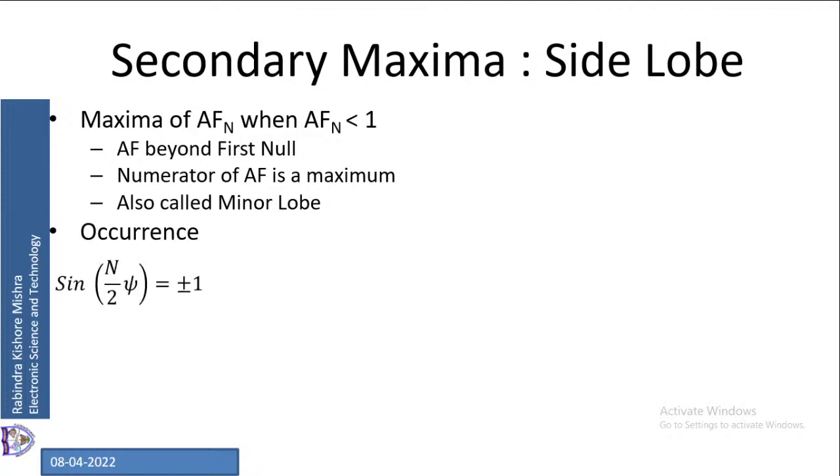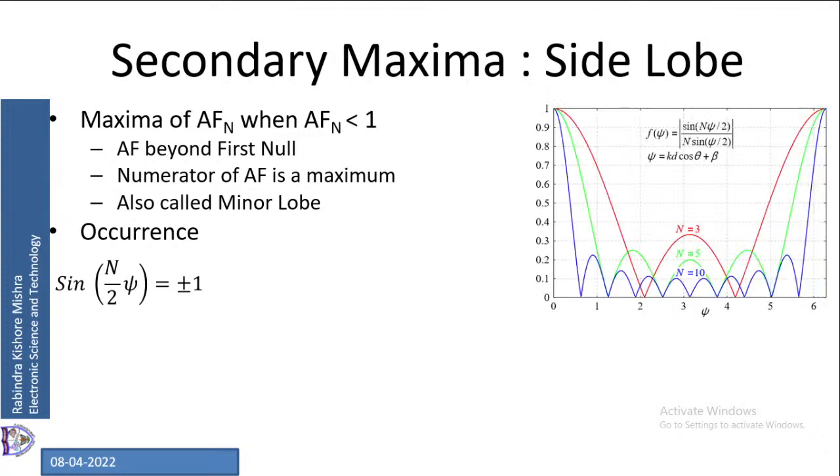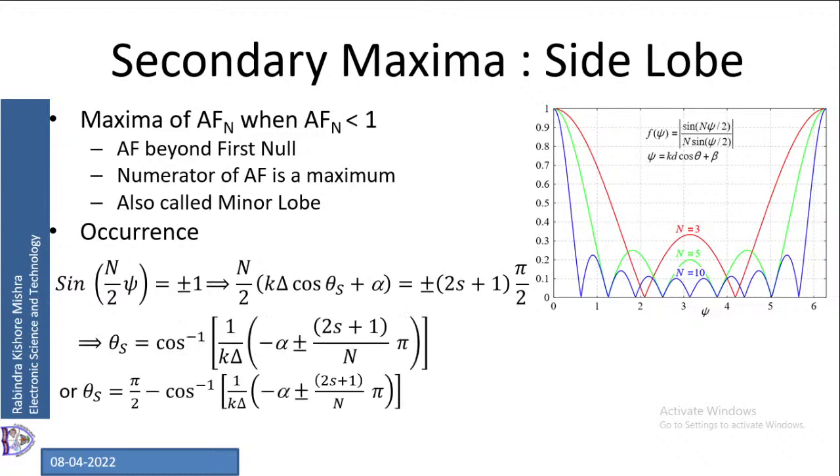When it will occur, the occurrence will be sin n psi by 2 is equal to plus minus 1. So you can see f psi is equal to sin n psi by 2 by n sin psi by 2, where psi is equal to k delta cos theta plus beta or alpha. So that plot again we have plotted here. That will give us n by 2 into k delta cos theta s plus alpha is equal to plus minus 2s plus 1 pi by 2, where s is an integer. So from that you can get theta s.